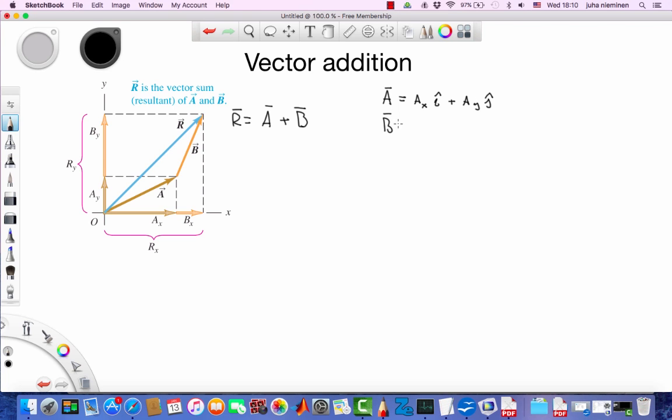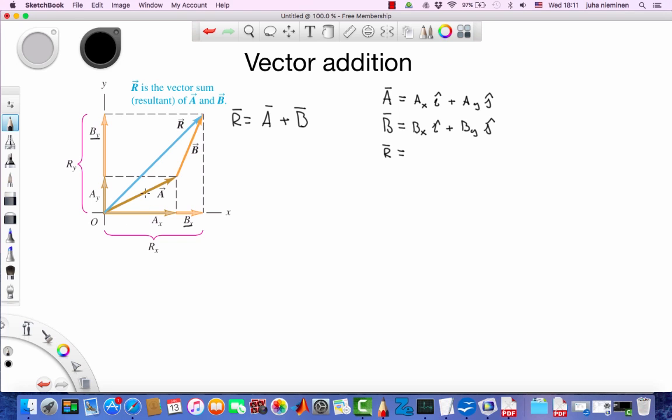And the same thing with B. It has B x component and also y component. And then simply the resultant vector is achieved by adding the respective components together.